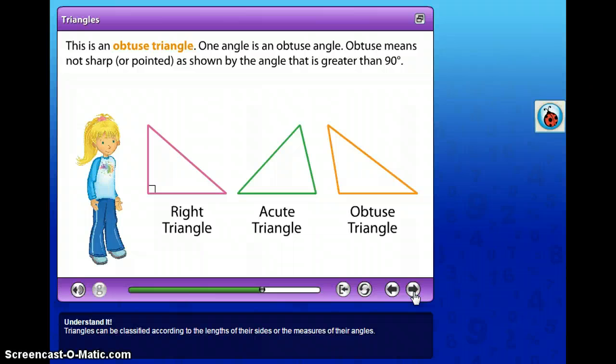This is an obtuse triangle. One angle is an obtuse angle. Obtuse means not sharp or pointed, as shown by the angle that is greater than 90 degrees. Do you all see that this angle right here is obtuse? It is greater than 90 degrees. Do you see that 90 degrees would be straight up? This is greater than that, so it's an obtuse triangle.